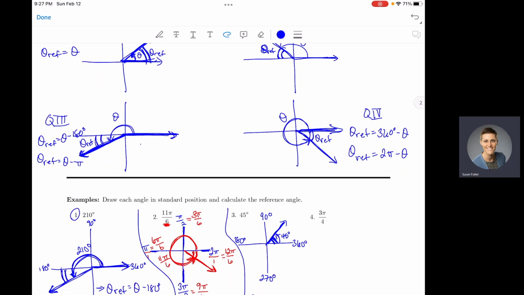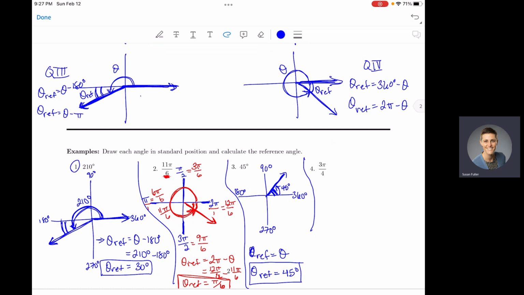All right, let's slide through this last example here. 3 pi over 4. Okay, we're in radians again. So we've got to figure out where this thing lives. Again, in radians, up here we're at 90 degrees. That's pi over 2 radians. On the left side, we're at 180 degrees. That's pi radians. At the bottom, we're at 270 degrees. That is 3 pi over 2 radians. And here on the right, we're at 360 degrees or 2 pi radians.